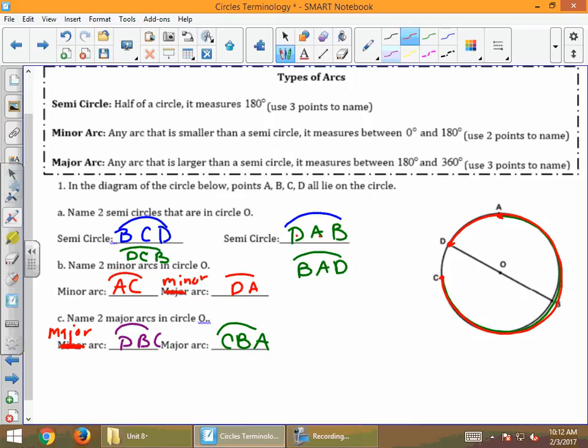You could have said BAC. You could have said DBC. You could have said, there's tons. You're not wrong. Just make sure you use 3 points and it's bigger than 180. That's why, again, order matters when naming arcs. Just because they're the same points doesn't mean it's the same exact arc. Okay? It has to go in order.